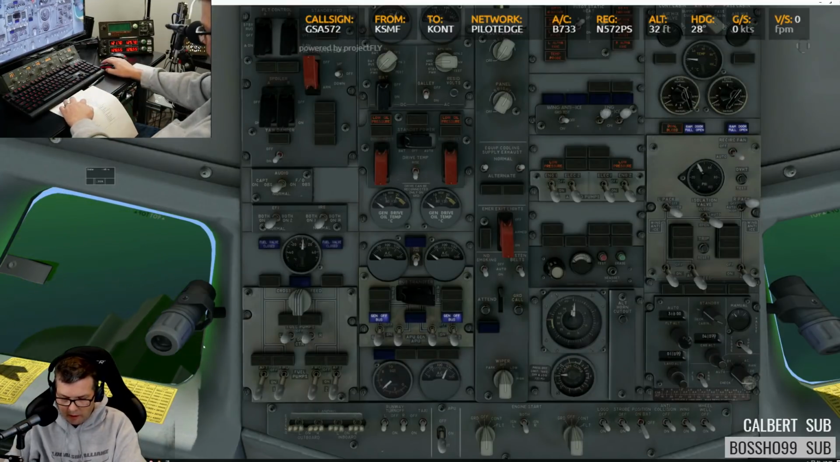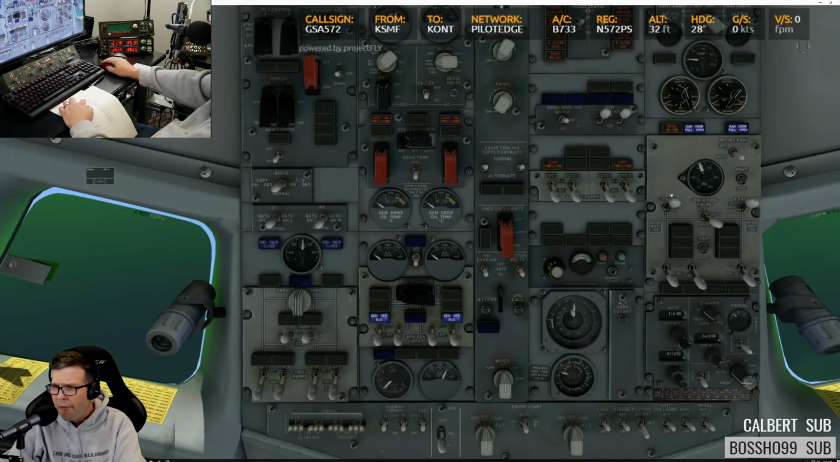Okay, with that, we're going to go packs off. And we're going to go anti-collision light on. And we're going to go start number 2.